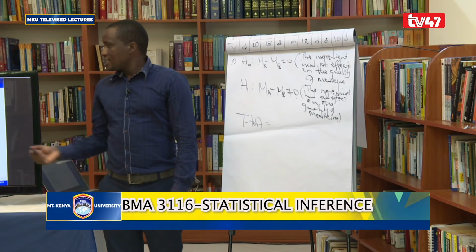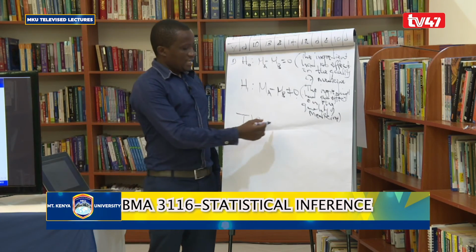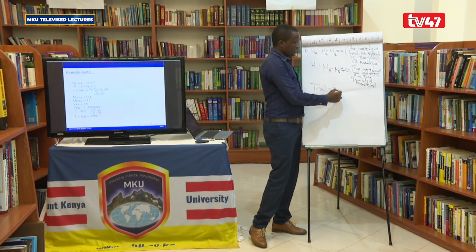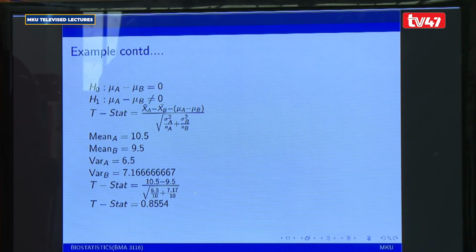Then we find the t-test, or rather the test statistic. The test statistic, as we have defined, is x bar A, which is the mean of A, minus x bar B, then minus the definition in H0, divided by an expression for the standard deviation of the two samples, which is over NA plus over NB.